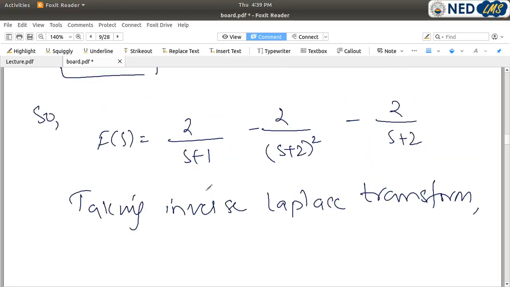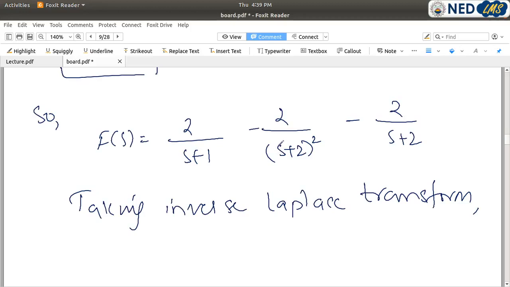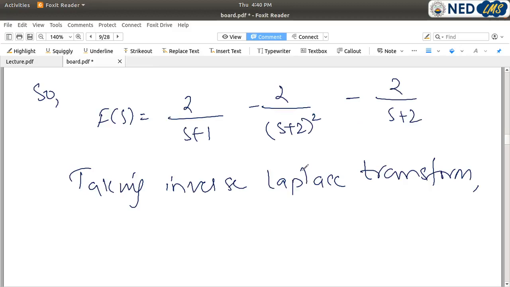Now, we know the inverse Laplace transform of 1 over s plus a to be e to the minus at, and similarly the same formula can be applied for this term. Now for this term we have to apply the frequency shift theorem as well as the Laplace transform of t, which is 1 over s square, which is 2 units shifted in frequency. So we will use the Laplace transform table plus the Laplace transform theorem to find the inverse Laplace of this factor.